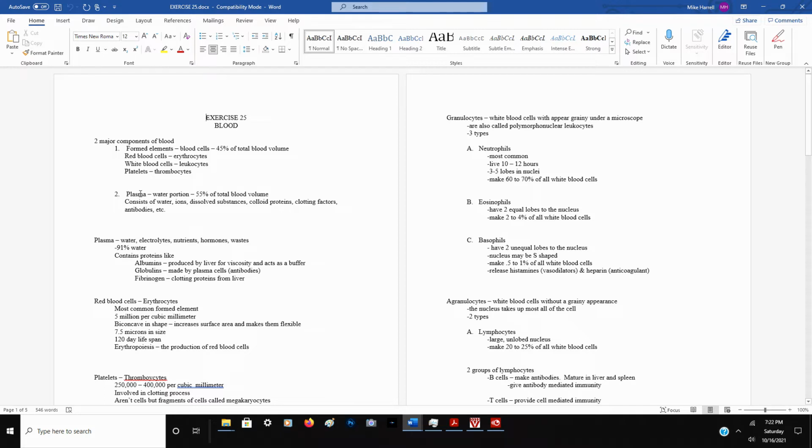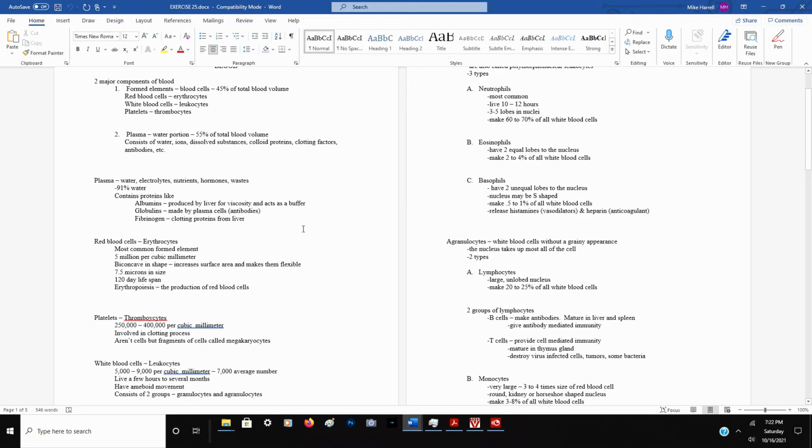plasma. Now the plasma is about 91 to 92% water. We see that just below right here. And should be about 55% of the total blood volume. There are countless numbers of things in that plasma. Water, ions, all sorts of dissolved substances, colloid proteins, clotting factors, antibodies, you name it. A lot of solutes found in that watery part of the blood.